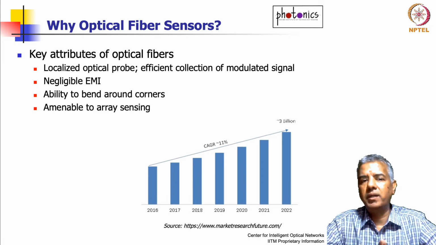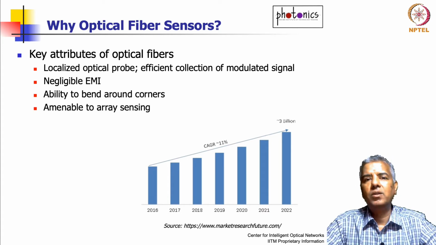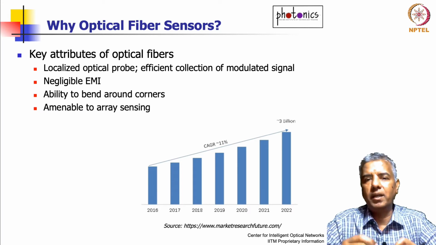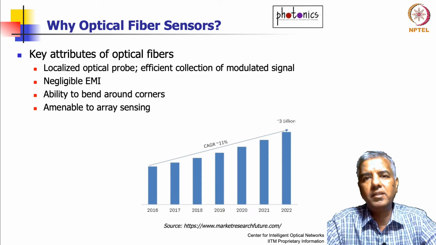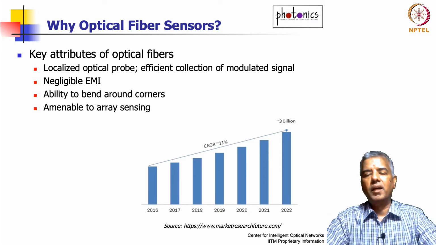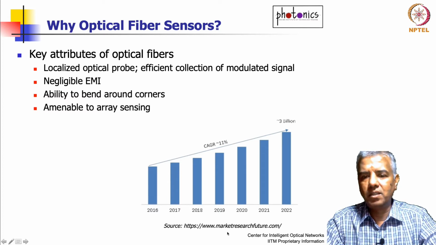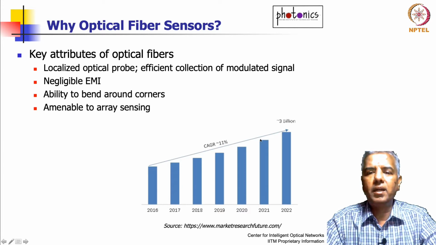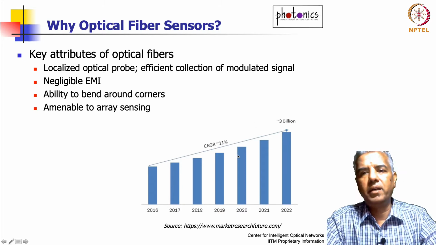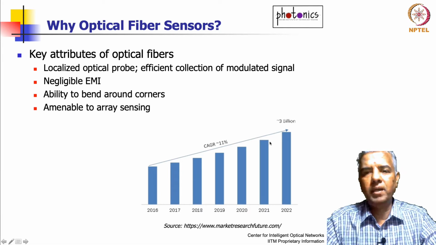And we already talked about it. It's amenable to array sensing. You can send light over long distances, and you can essentially get information that you would otherwise get with an array of single point sensors. And this distributed fiber sensing, like I said, is really a game changer as far as sensing is concerned, specifically using optical fibers. And the graph here, coming from the source, is showing that because of all these reasons, the optical fiber sensor market is growing quite rapidly. We're looking at a market of billions of dollars already, and having a healthy growth trend.